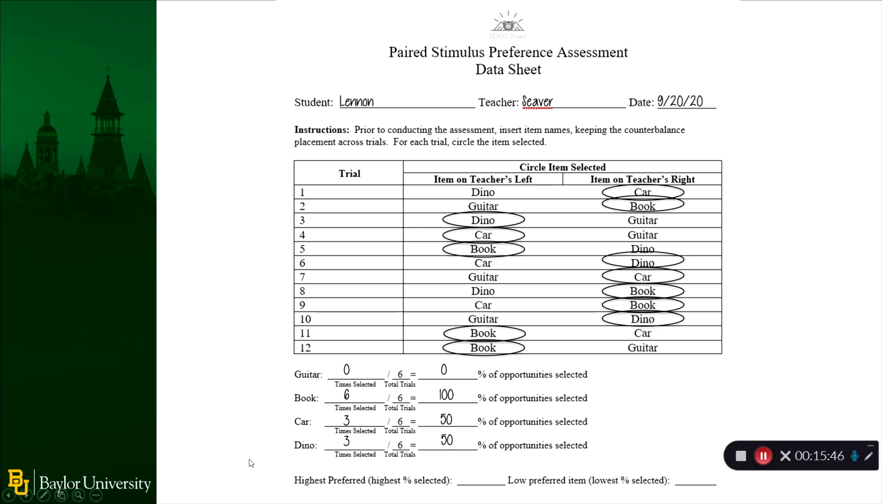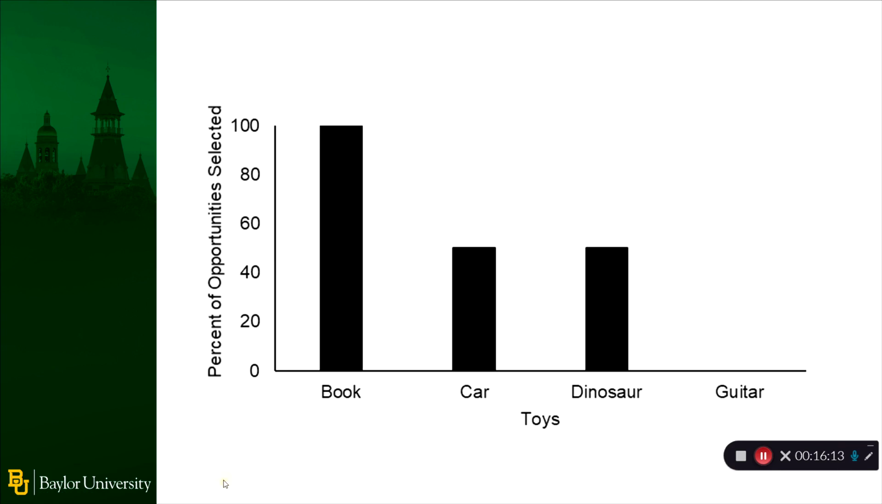This allows us to indicate that her highest preferred is a book, and her lowest preferred is a tie between the car and the Dino. They were both selected 50% of trials. We would not indicate that a guitar was preferred at all because she never selected guitar. So we would consider guitar non-preferred because we have no data to indicate Lennon's preference for the guitar. And we would graph those data in a bar graph that looks like this.